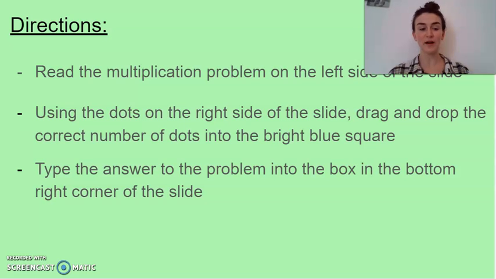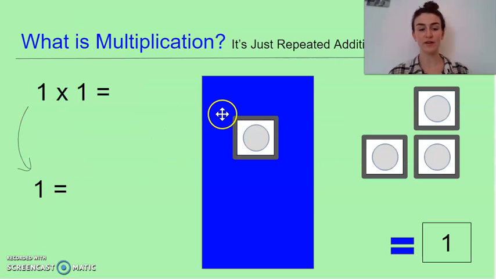Okay. Here's an example that I already did for you. 1 times 1, right? One group of 1. I dragged and dropped one group of 1 into our blue box. 1 times 1 is 1, and I typed it down here into my box at the bottom right-hand corner.